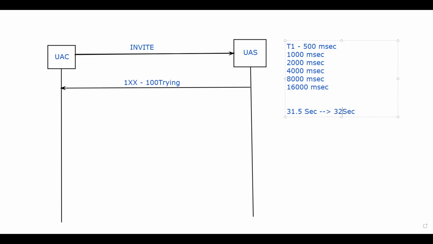That is the last retry interval, because this total is 32 seconds, right? So it will send the retry invites after 0.5 seconds, then after 1 second, then after 2, then 4, then 8, and then 16 seconds. So the total would be 31.5, which is like exactly 32 seconds, we can say, right? I hope this thing is clear to you.